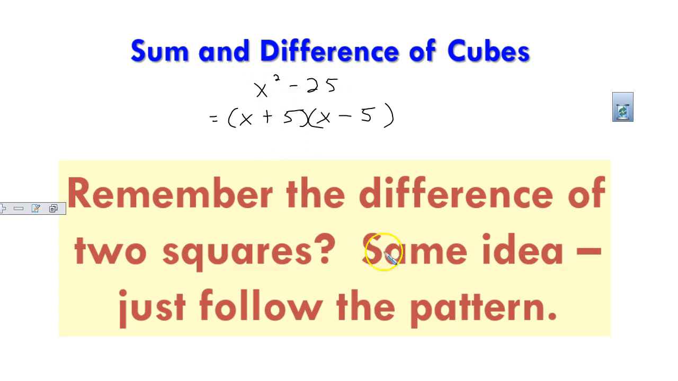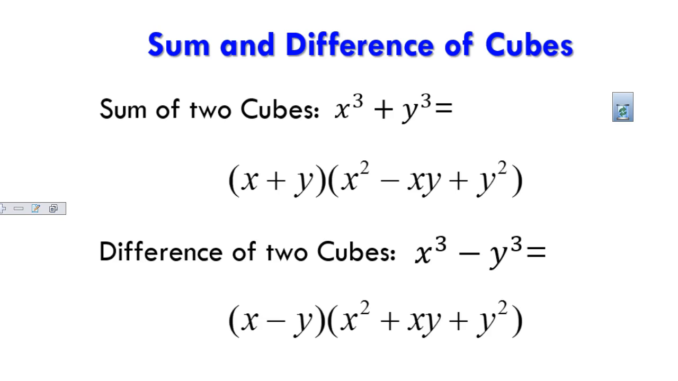Well, this is kind of the same idea, but instead of the difference of two perfect squares, we're going to be looking at sums and differences of two perfect cubes. The pattern is pretty simple. This is what it looks like in algebraic terms. If you have x to the third power plus y to the third power, that would factor into x plus y times x squared minus xy plus y squared.